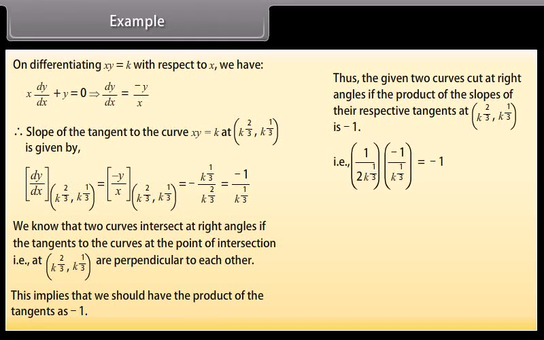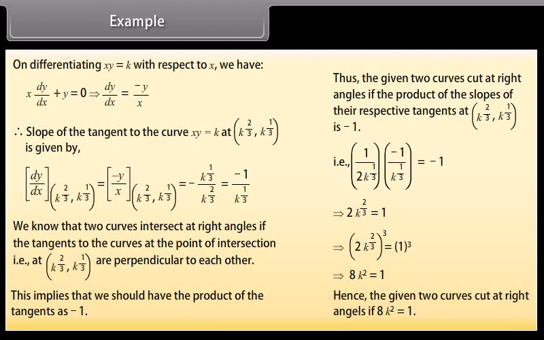That is, 1/2 into k^(1/3) into -1/k^(1/3) is equal to -1. On solving, we get 8k² = 1. Hence, the given two curves cut at right angles if 8k² = 1.